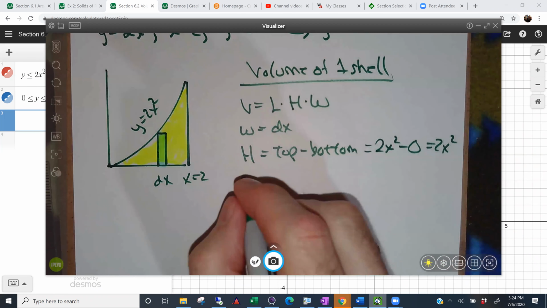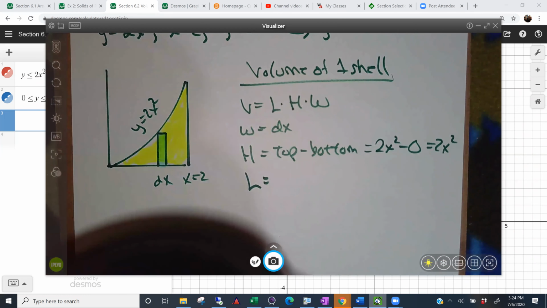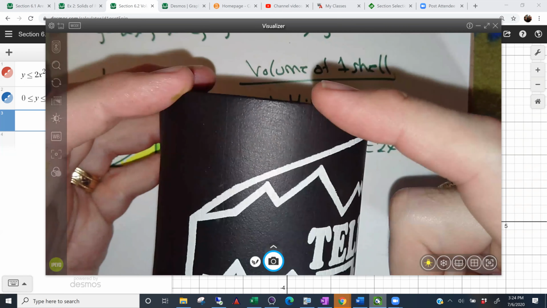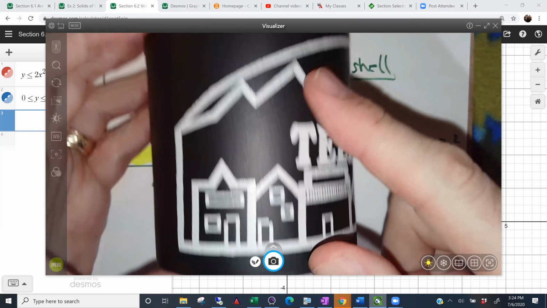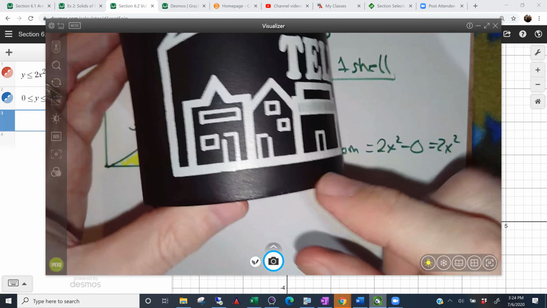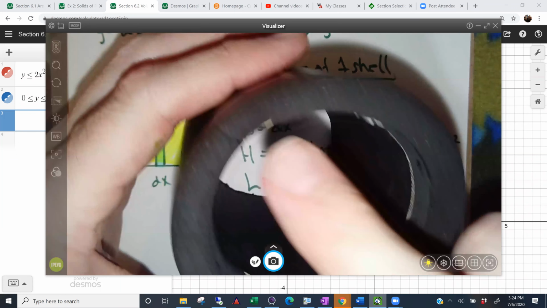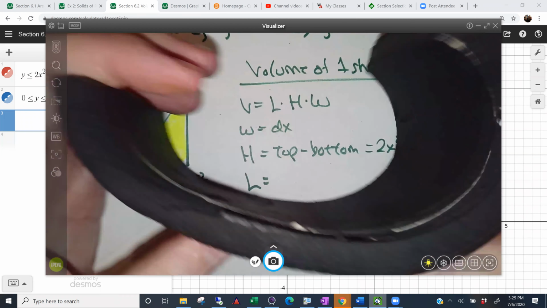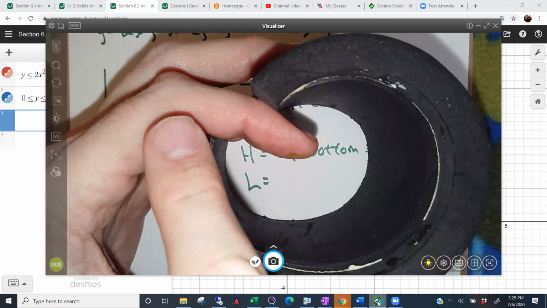So the hard thing left to figure out is the length. So I've got the height. That's the difference between the top and the bottom. So top up here minus the bottom. I've got the thickness, which was my dx. What I next need to figure out is the length. So how long is this?